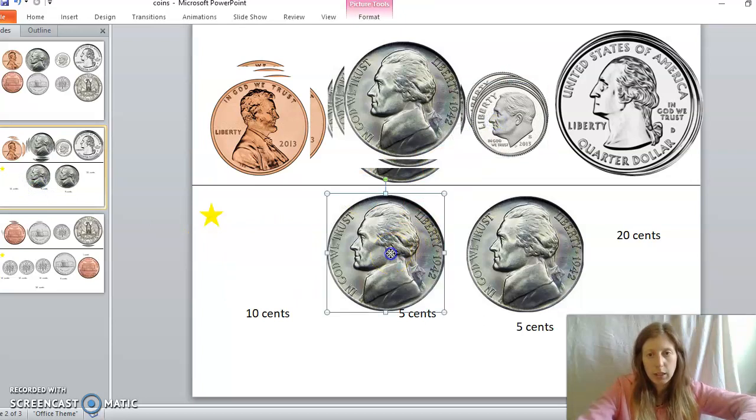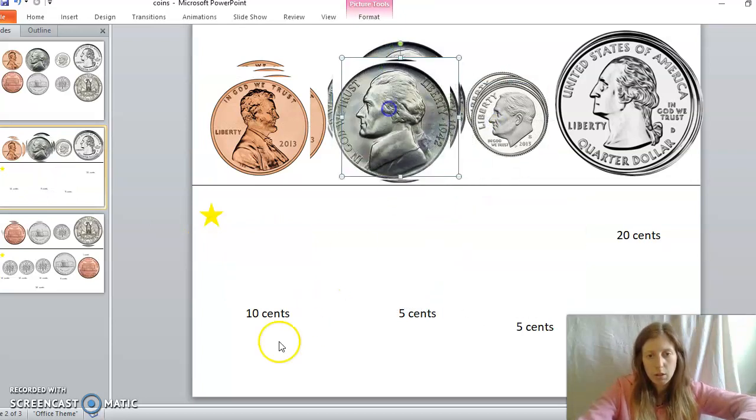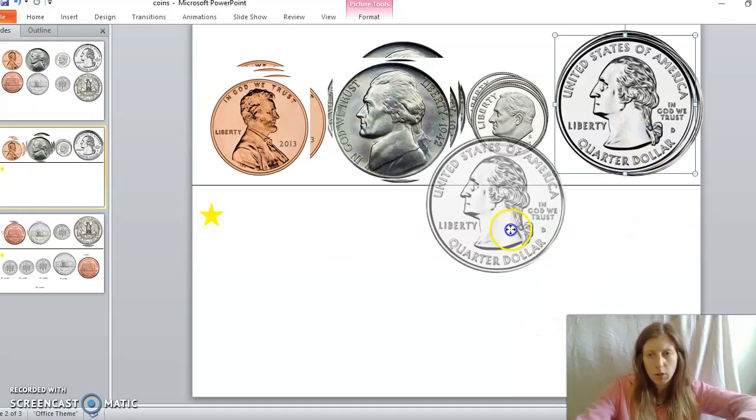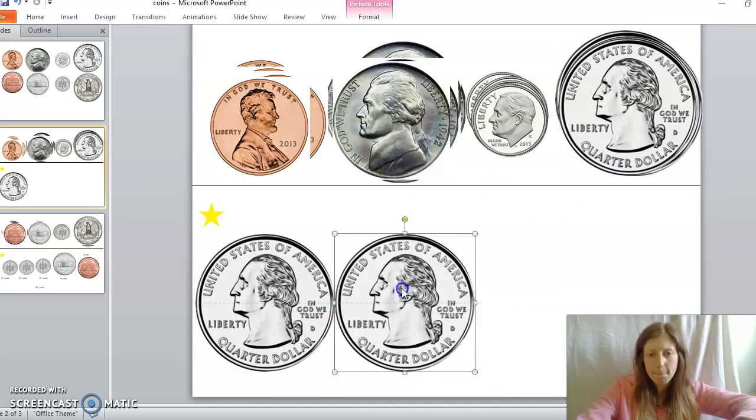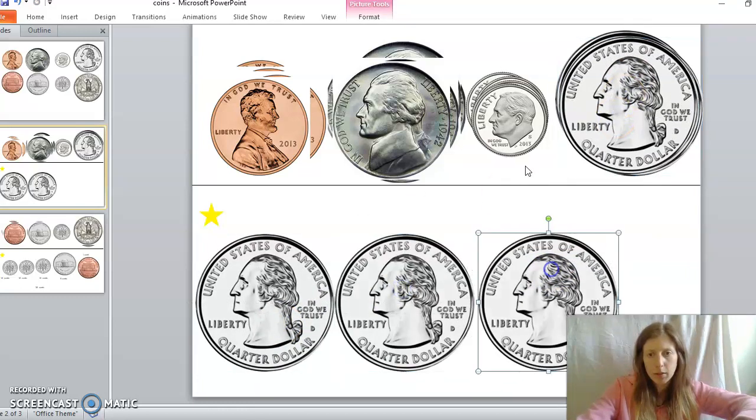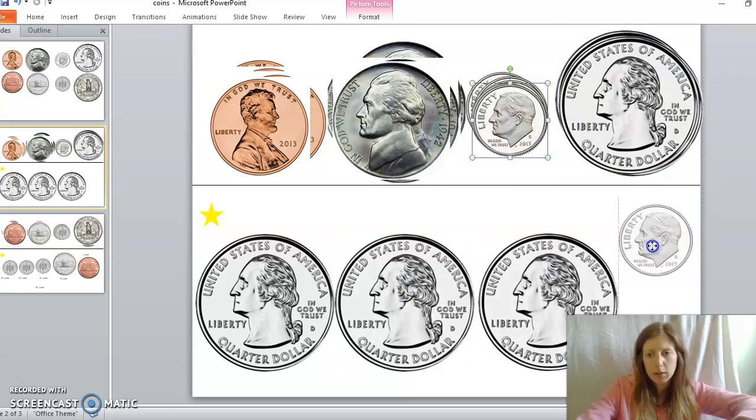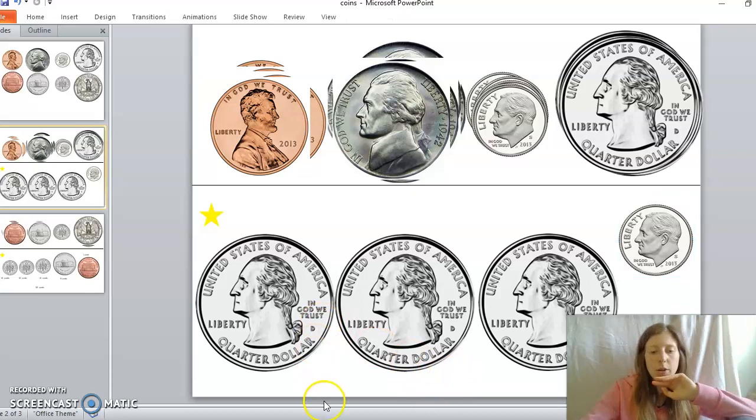I will leave you with one. Why don't you try this one? So try this one. I'm not going to tell you. I'm going to let you do it. You can always pause this if you need to.